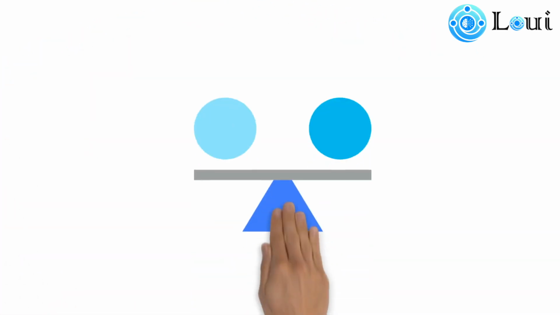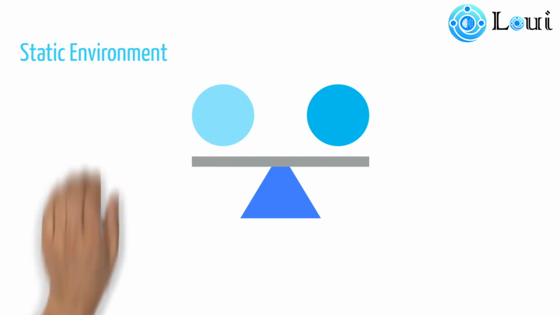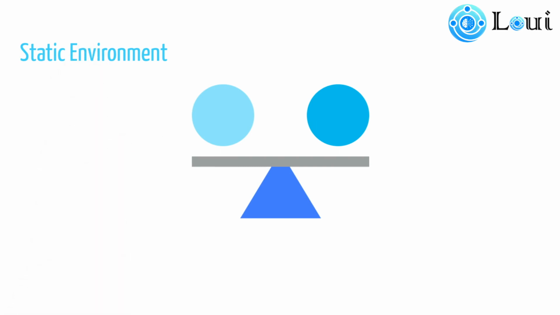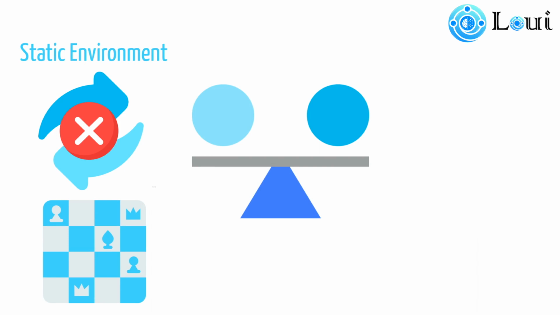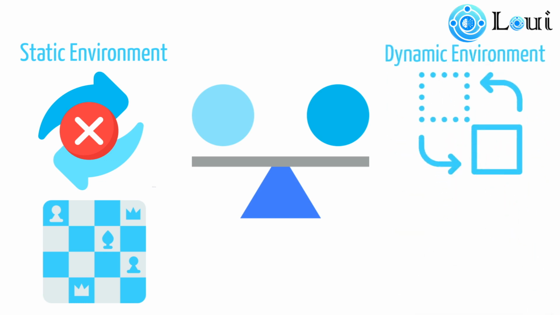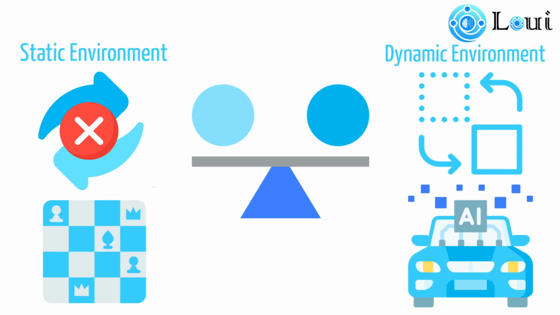The next parameter is the stability of the environment. A static environment is one in which the state of the environment does not change over time like the chess game, where the rules of the game and the positions of the pieces do not change during the game. On the other hand, a dynamic environment is one in which the state of the environment changes over time like the self-driving car, which must continuously navigate a changing road network and respond to the actions of other drivers and people.